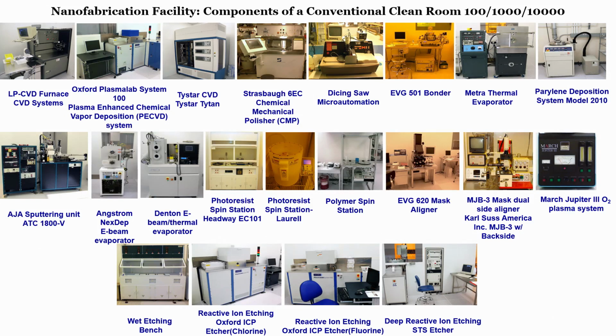When you generally see a conventional clean room facility of class 1000, 10,000 or 100, you will see several equipment placed within that facility, and a few of those are shown here. The top left one is the LP-CVD furnace. LP stands for low pressure, CVD is chemical vapor deposition. This kind of furnace can be used to grow thermal silicon dioxide. The process is also called thermal oxidation, and the temperature used for growing silicon dioxide would be close to 1100 degrees centigrade.